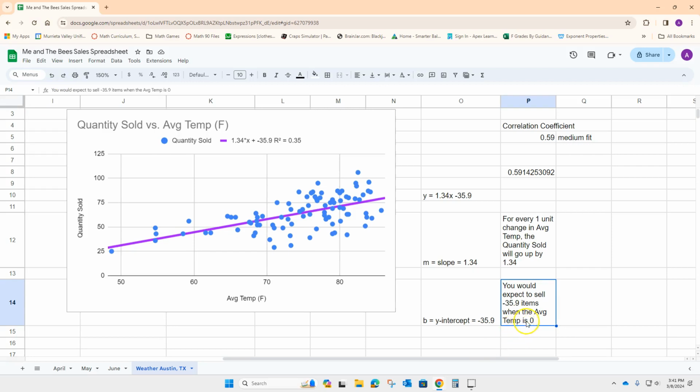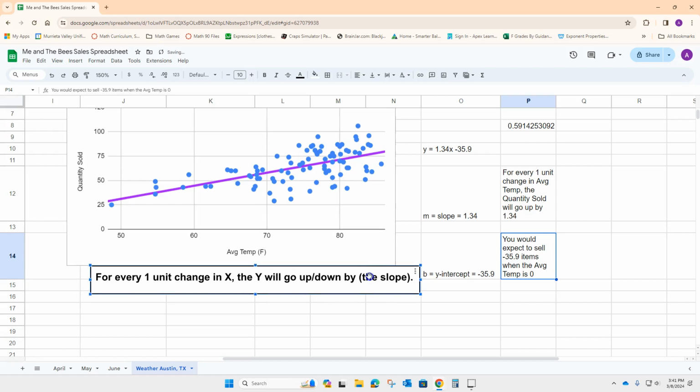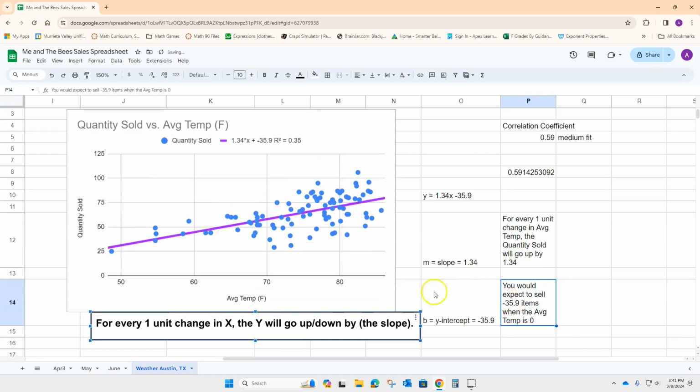That's okay. These questions, unless they ask you, does this make sense? These questions aren't asking about, are they sensible? They're just asking you, if it just says to interpret, it's just saying, tell me what it means. Again, oftentimes it'll follow up with a question like, does this make sense? But not always. I hope this helps, and I hope this gives you some insight on how to interpret the line of best fit, the slope and the y-intercept of the line of best fit.